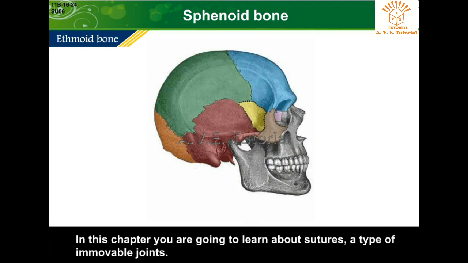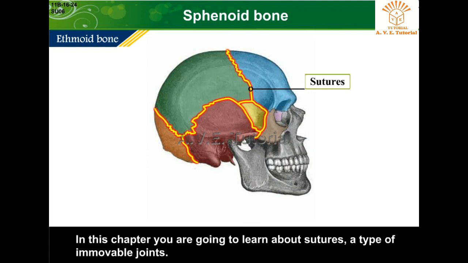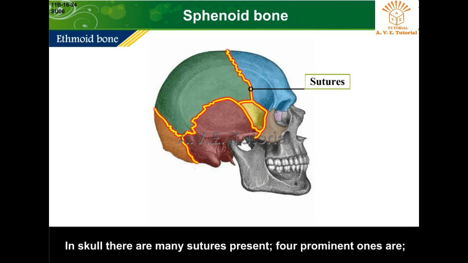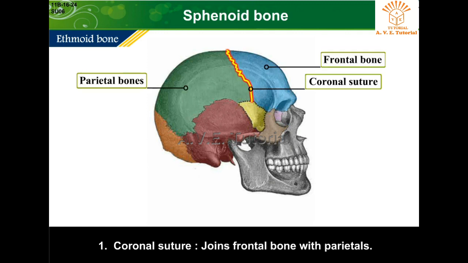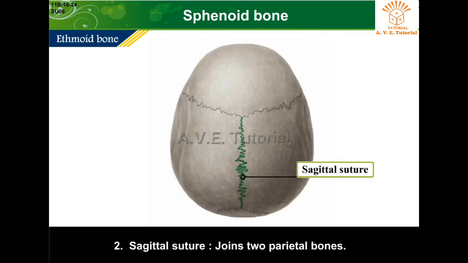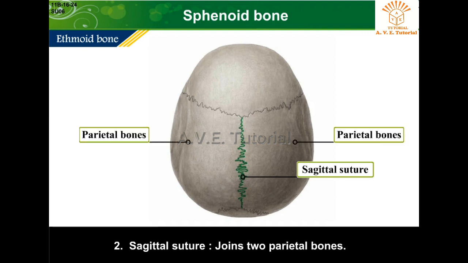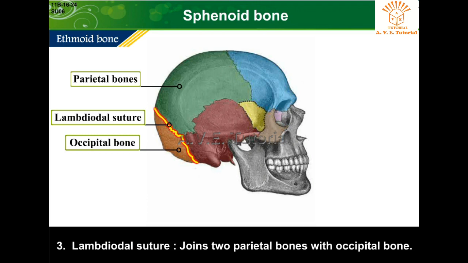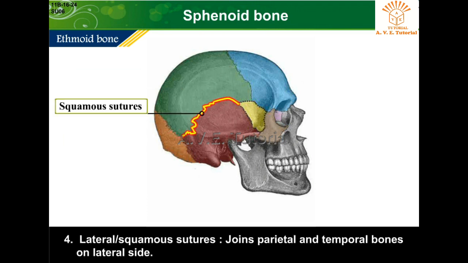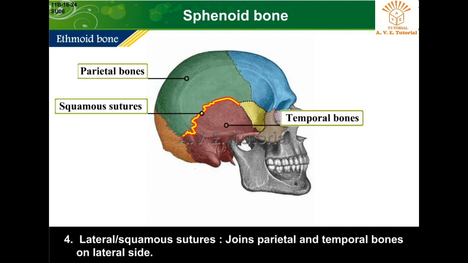In this chapter, you're going to learn about sutures, a type of immovable joints. In skull, there are many sutures present. Four prominent ones are: 1. Coronal suture, joins frontal bone with parietals. 2. Sagittal suture, joins two parietal bones. 3. Lambdoidal suture, joins two parietal bones with occipital bone. 4. Lateral or squamous sutures, joins parietal and temporal bones on lateral side.